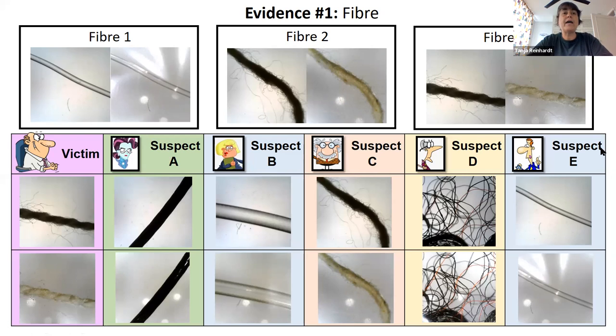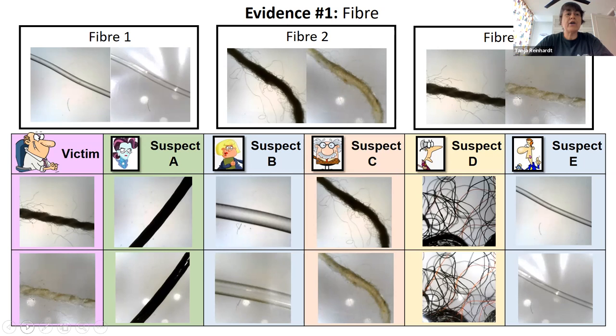You have to now look at the fibers and compare them with our victim, suspect A, suspect B, suspect C, suspect D, and suspect E. You're going to compare them and find out whose fiber we found at the crime scene. And if you can then just say that when you're ready. Ready. And ready. Super. Okay. So number one.